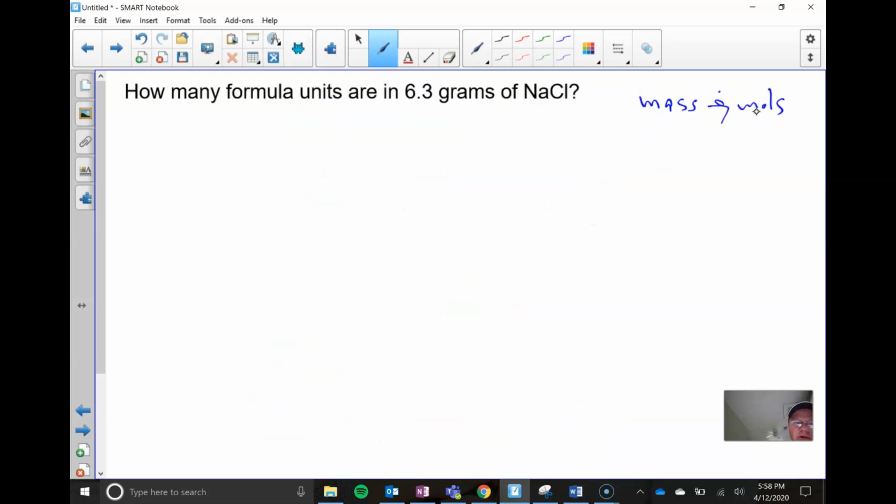But because I'm asked to find how many formula units, Avogadro's number is going to come into play here. And also notice that it's formula units that I'm asked to find because I'm dealing with an ionic compound. If this compound were covalent, I would be asked to find how many molecules. Or if this was just an element, if this was sodium by itself, I would be asked to find how many atoms. Okay, so here's how this would set up in our crossbar.